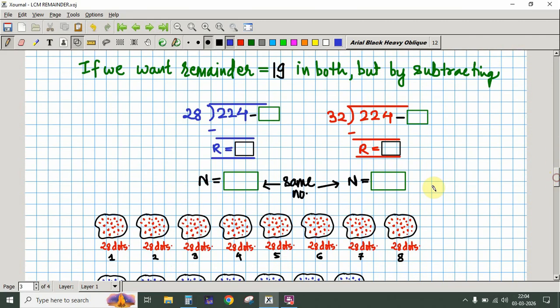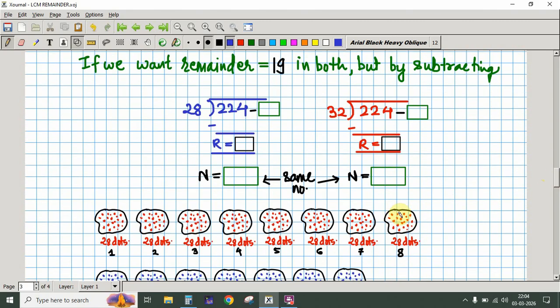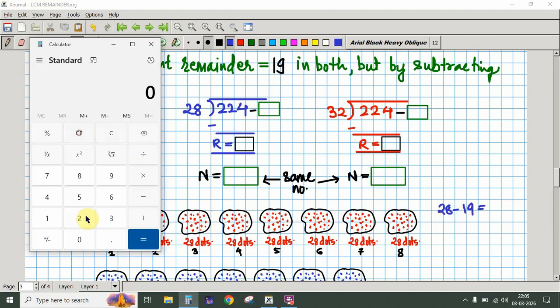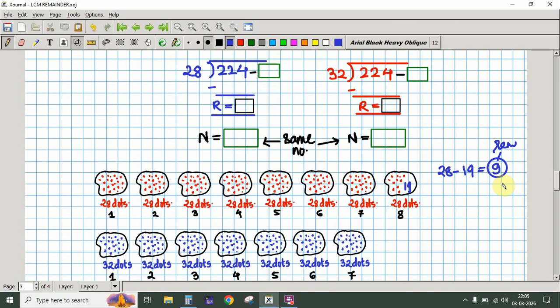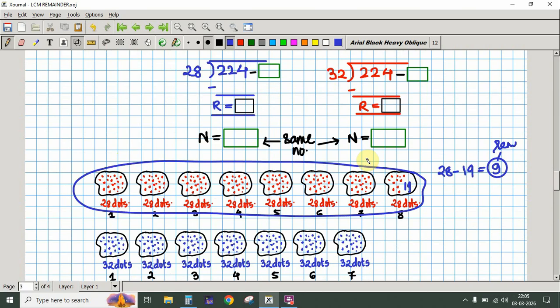Now let's check what we have learned. I want 19, but this time I want to remove how much? I want 19 dots in the last set. So how much should I remove? 28 minus remainder, right? 28 minus 19, what is it? 28 minus 19, 9. 9 dots will be removed. Let's say I have removed 9 and these are the 19, okay? So 9, from where I have removed 9? From the total number of objects or dots.